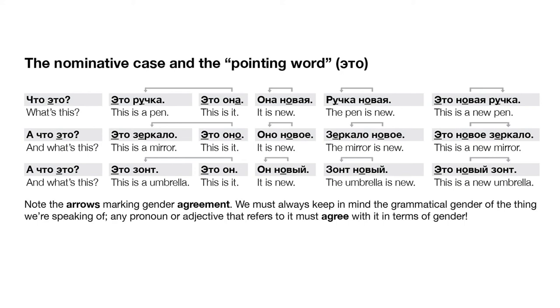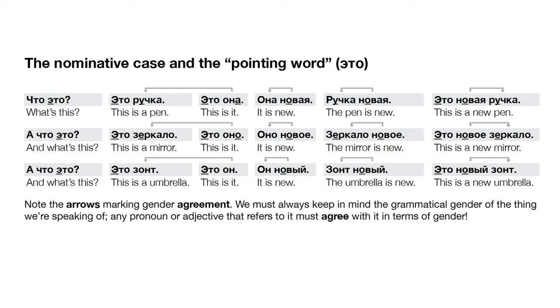Finally, let's look at a masculine example. А что это? Well, what's this? Or what's that? Это зонт. This is an umbrella. That's an umbrella. It's an umbrella. Это он. Он новый. Зонт новый. Это новый зонт.